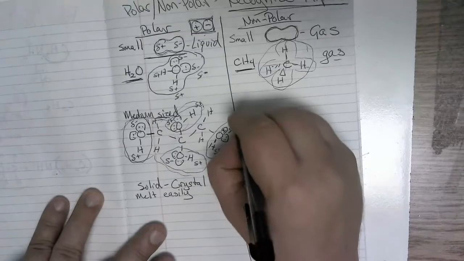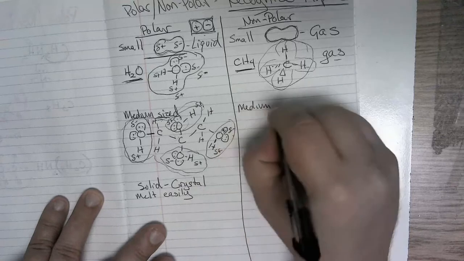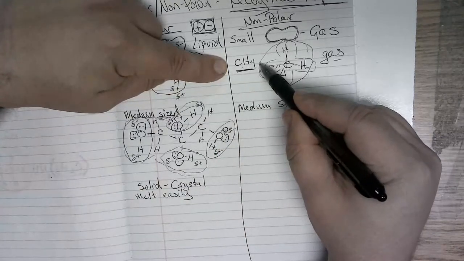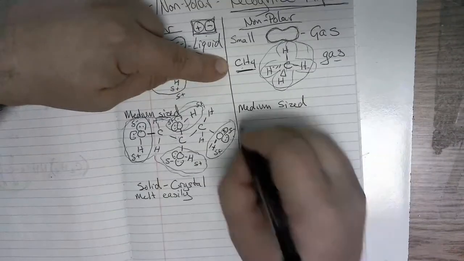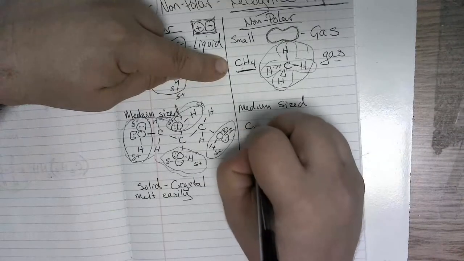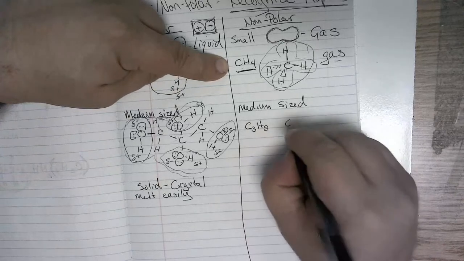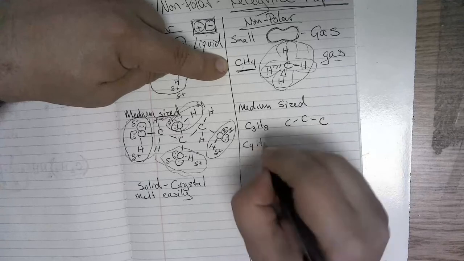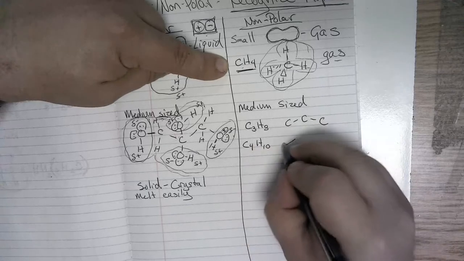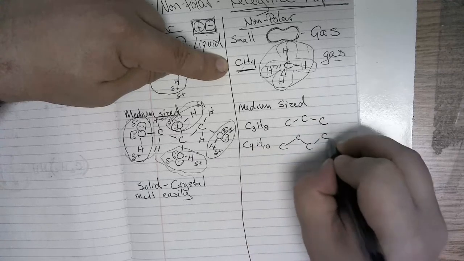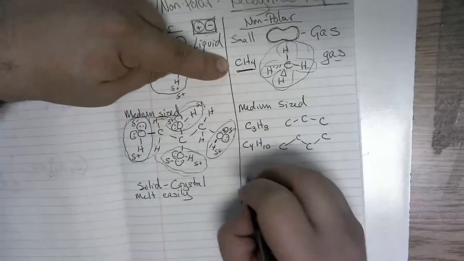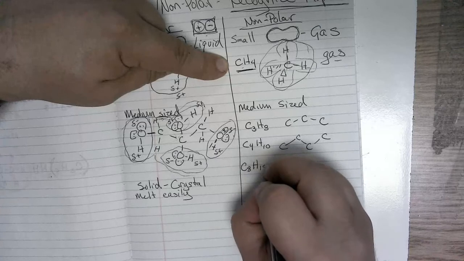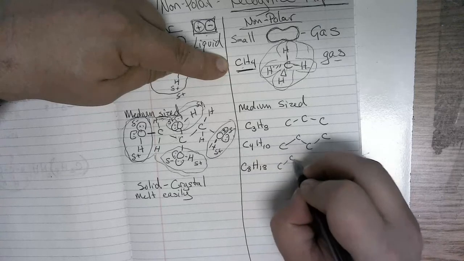But what happens if I get a medium-sized carbon chain? What if I make C3H8 with 3 carbons? Or what if I make C4H10 with 4 carbons? Or what if I make C8H18 with 8 carbons?